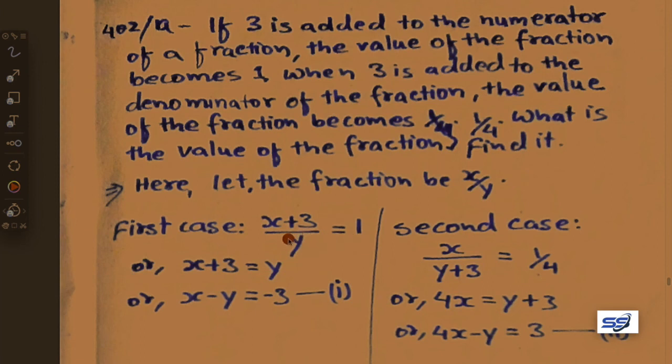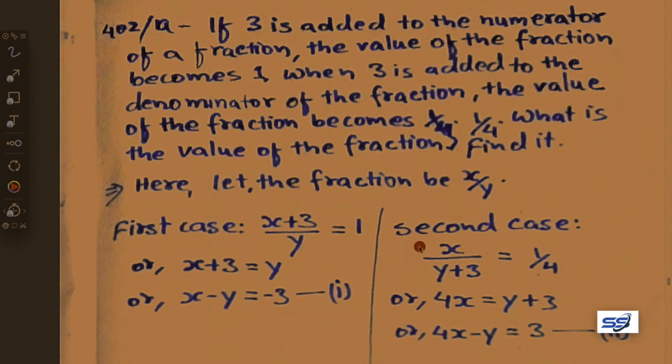Now make this equation a little simpler. Our x plus 3 equals y into 1, so x minus y equals minus 3. When a term changes sides, y becomes minus y, and 3 changes sides and becomes minus 3. So x minus y equals minus 3. Let it be equation 1.